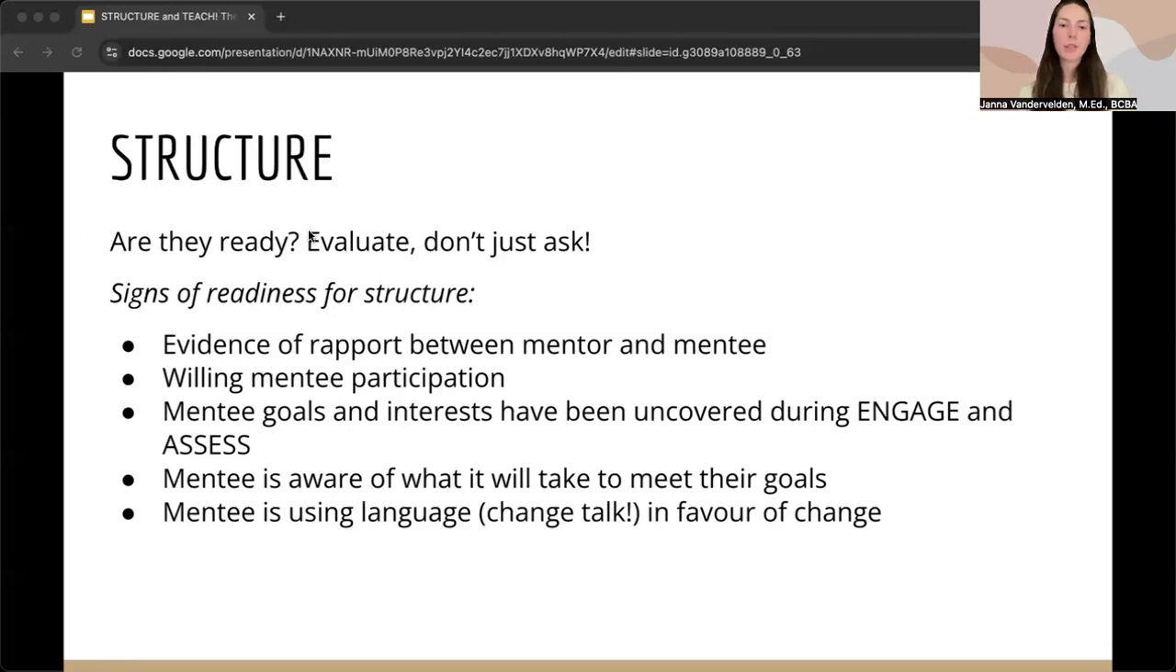Lastly, the mentee is using language in favor of change, which is what we refer to in motivational interviewing as change talk. This may sound like, "I'd really like to work on it. I'd be able to do it if that happened. I need to do it because of this."